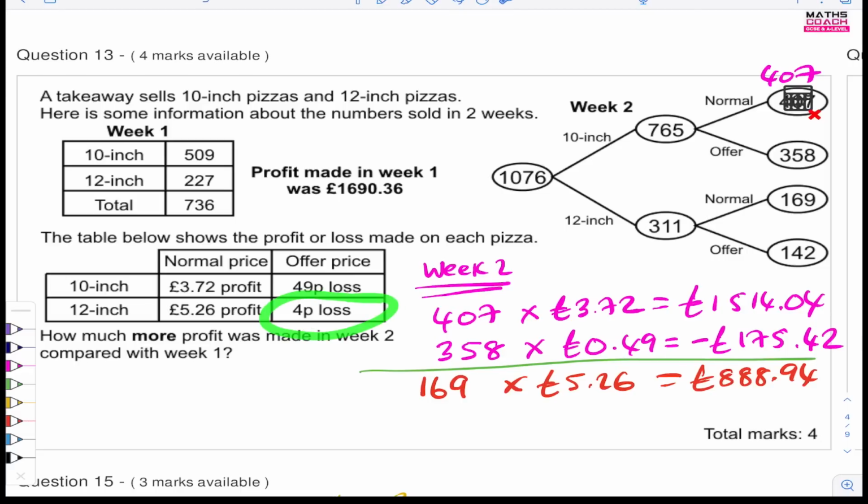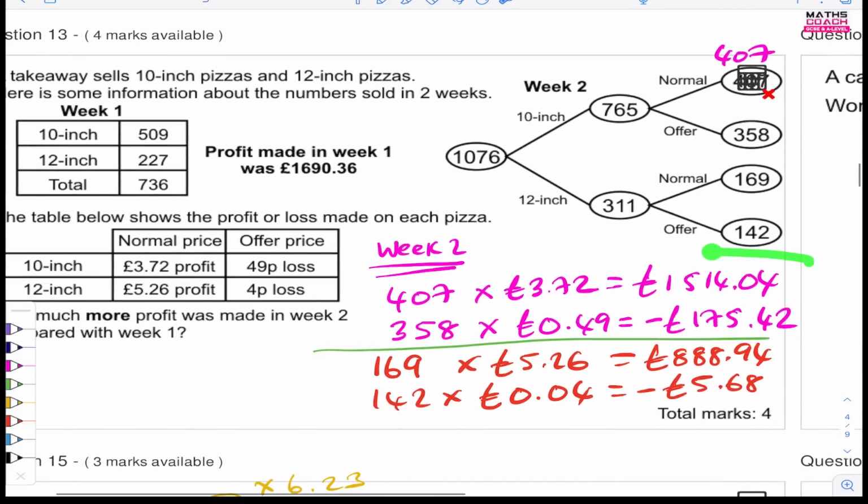It tells us right there. So that's going to be how many of them? 142 were sold. So 142 times 0.04. So that's again 4p in pound mode. That's going to be a negative sign as well to indicate that it's a loss. So 142 times 0.04, that is £5.68. Not bad. Okay, now all we have to do is just tally this up.